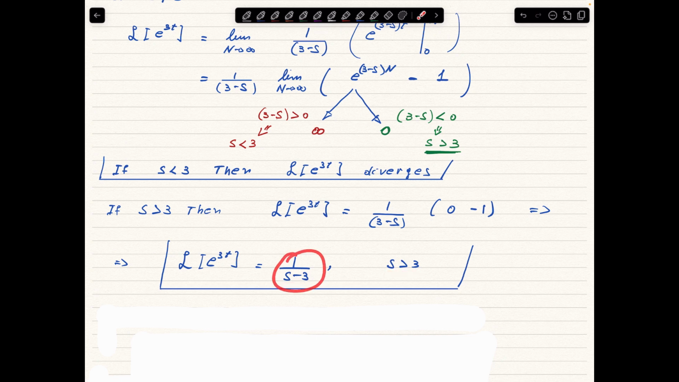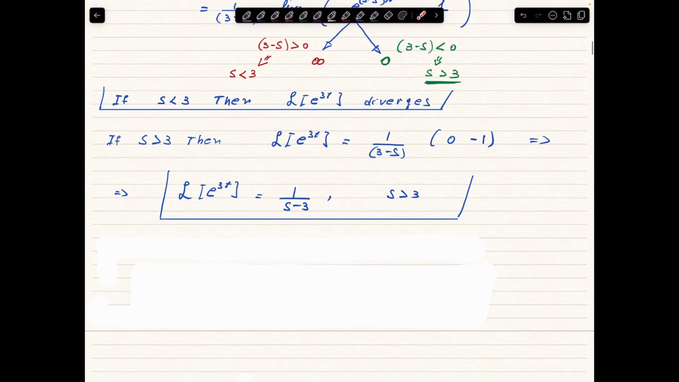Notice that this function is defined for s different from 3. It is defined for every s. This is also defined for s smaller than 3. The result is defined, but the calculation we needed to actually compute this result is not defined for s smaller than 3. That's why the domain of the Laplace transform is s bigger than 3.